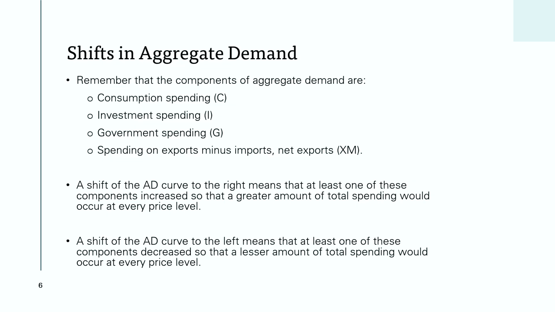Aggregate demand depends on the four components of total spending: consumption, investment, government spending, and net exports. When any of these components increases, the aggregate demand curve shifts to the right, meaning that at every price level, total spending in the economy is now higher. Conversely, if any component decreases, the aggregate demand curve shifts to the left. A shift of the aggregate demand curve tells us that the overall level of spending in the economy has changed independently of the price level.